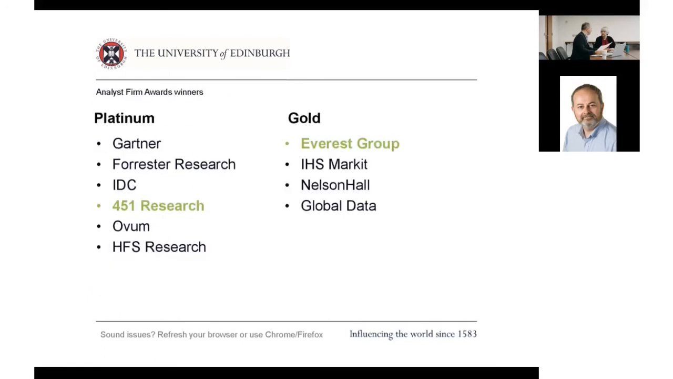These are the winners, and you'll see that there are 2 names which are in green. The platinum winners are the ones on the left-hand side. These are the firms that have produced most of the value. I must admit, you'll see a lot of consistency between the different categories this year, and frankly, between this year and last year in the results. But 451 has edged up a little bit. Impressive to see it generating more value than Ovum this year. And Everest, again, a firm that was certainly on the radar last year, has pushed up and is the most valuable of the firms in the gold category. Quite an accomplishment for them.